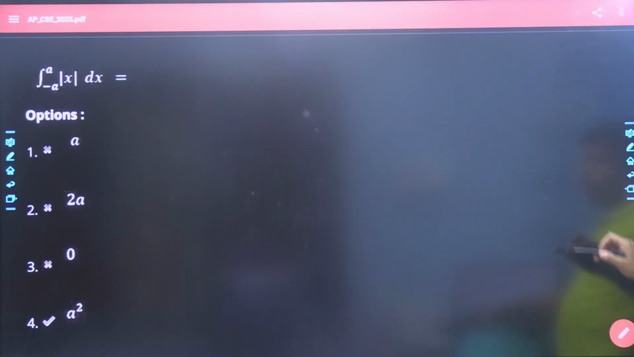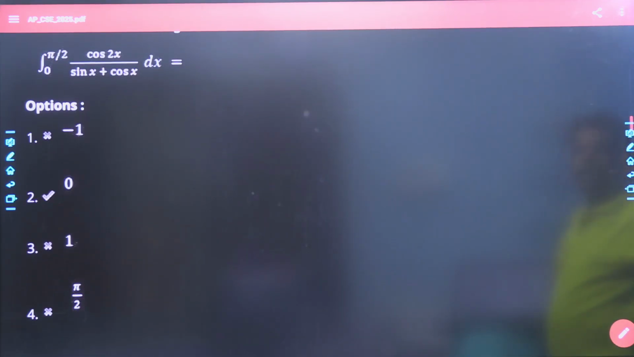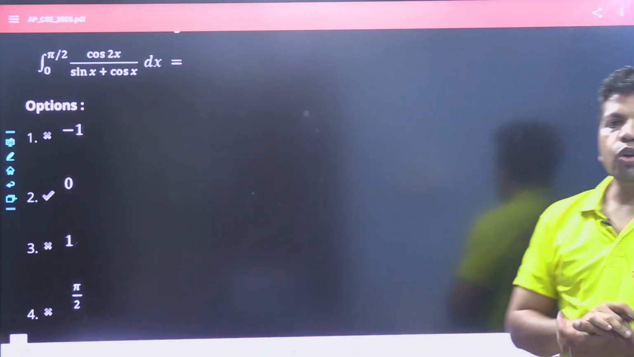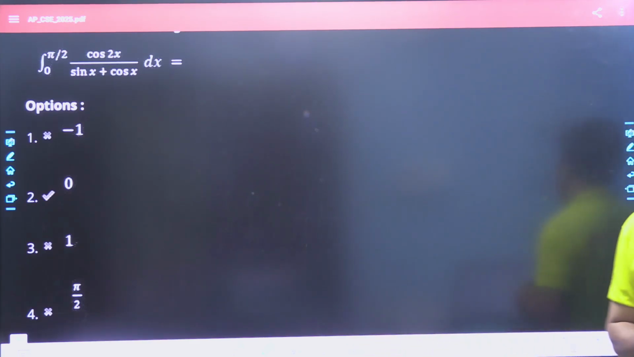Now see the next question. We need to take the integration from 0 to pi by 2 of cos 2x divided by (sin x plus cos x) dx. Okay, we need to do that. So what would be the integration for this?